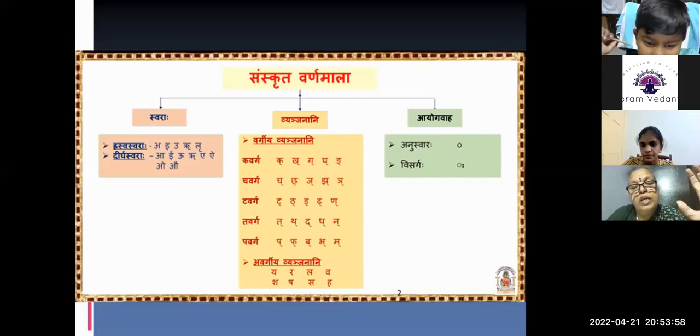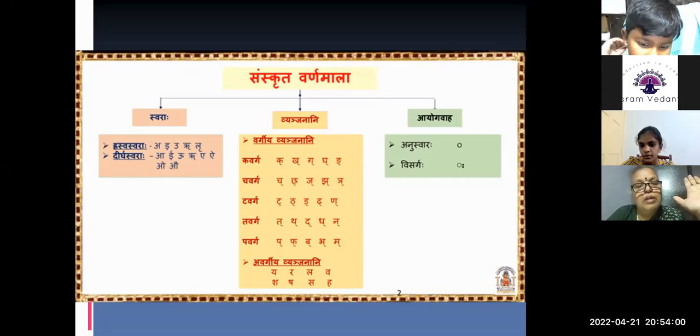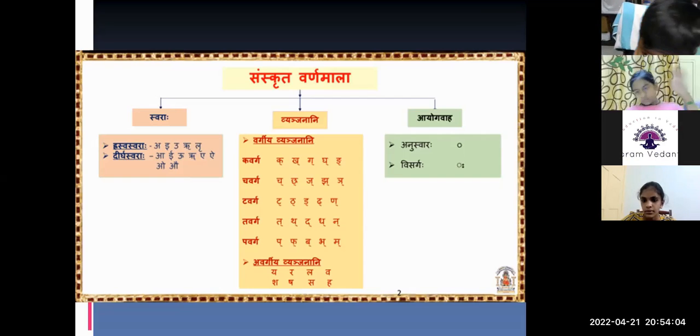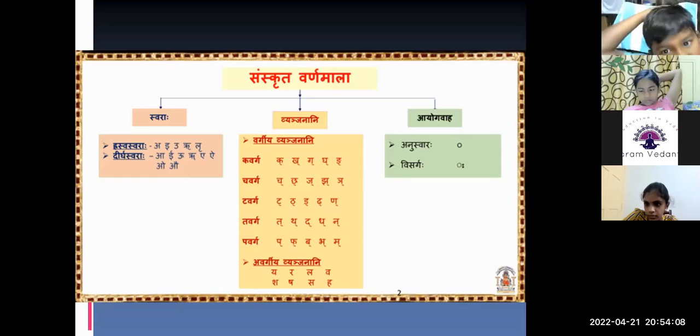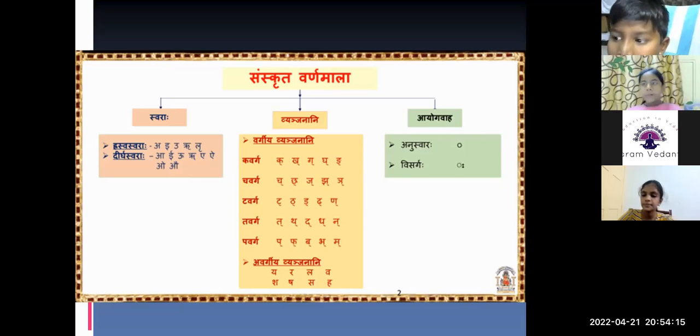So far we have learned Swaras. There are 2 types, Hrasva, short vowels, and Dirgha Swara. What type of vowels are they? Short or long? Long. Very good. Long vowels.